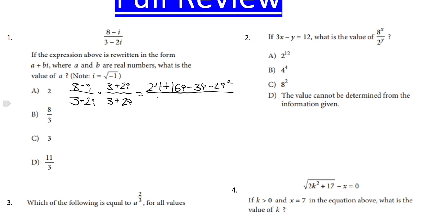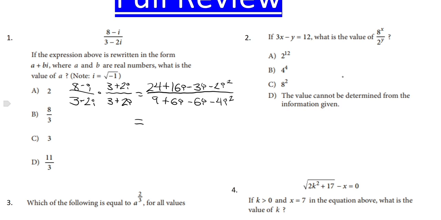3 times 3 is 9. 3 times 2i is going to be plus 6i. Negative 2i times 3 is minus 6i. Negative 2i times 2i is going to be minus 4i squared. Now we're going to combine like terms. Something to keep in mind is i squared turns into negative 1.